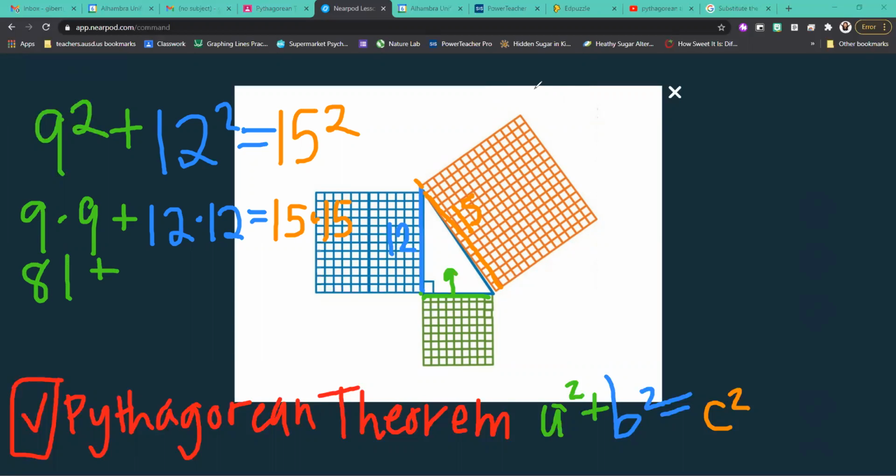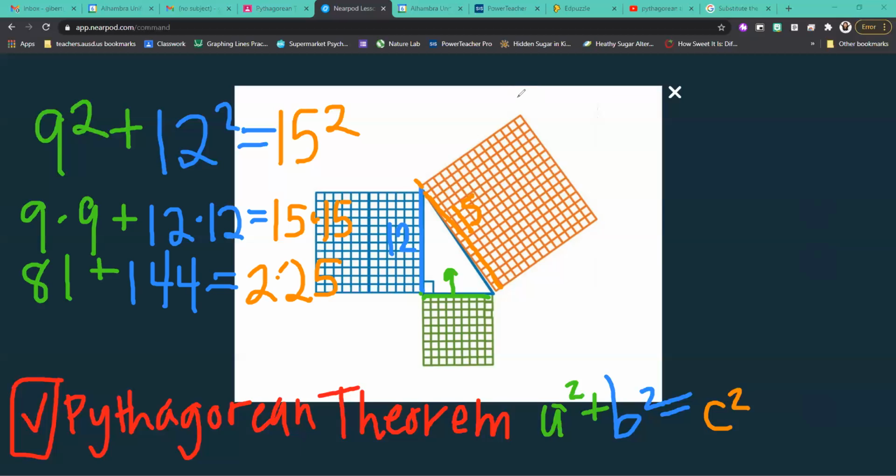And 12 times 12, notice that I'm doing the multiplication first before I add 9 and 12. Okay, so your order of operations says 9 times 9, you do that first, and 12 times 12. Okay, so with 12 times 12, that's equal to 144. And 15 times 15 equals 225. I did that in my head. Did I do that right? I think I did. All right, so 81 plus 144.